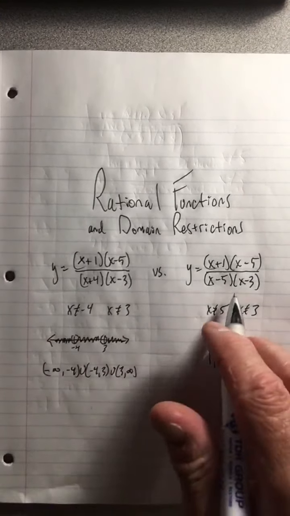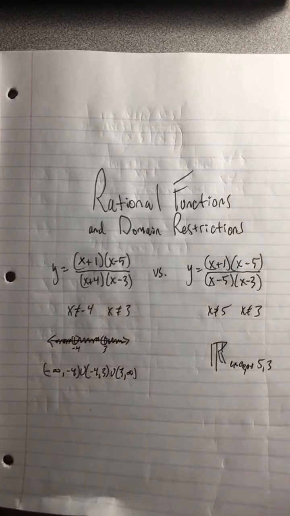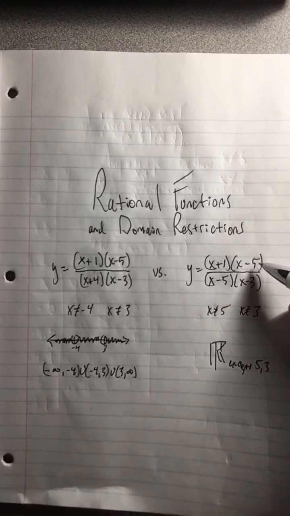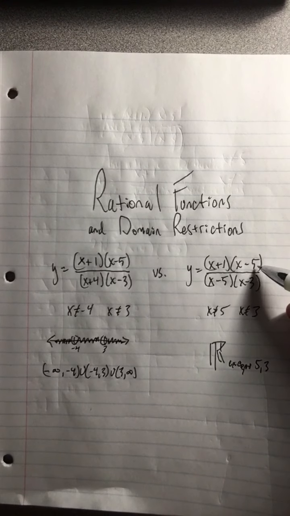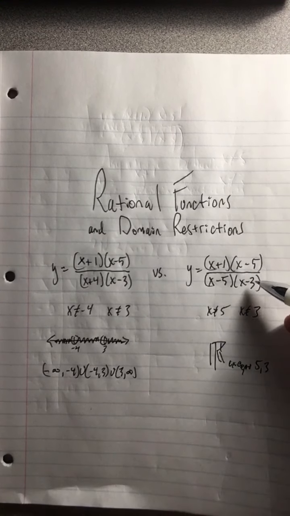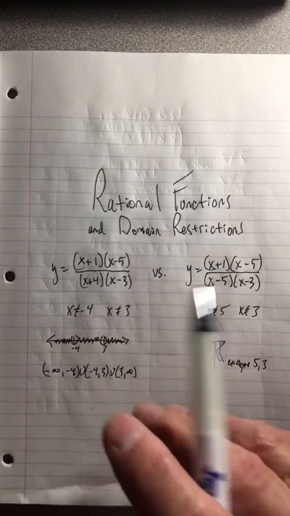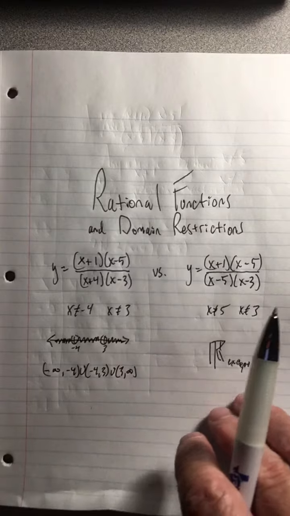So notice I had it factored. You want to get it factored in order to be able to tell what the domain is. So you factor your denominator, and notice I did not look at my numerator. That doesn't affect the domain. We can divide into 0. We just can't divide by 0. So the whole deal is factor the denominator and find the roots of the denominator. Those are the domain restrictions.